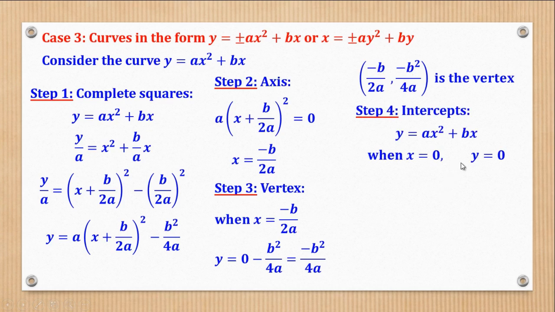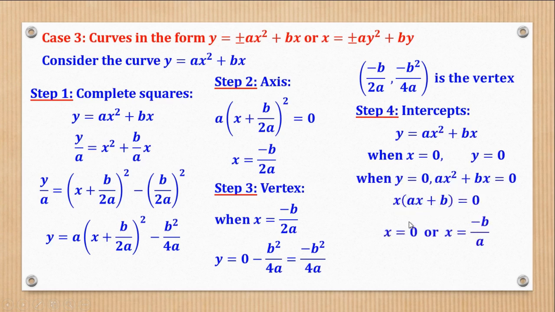Intercept, when x is 0, y will be 0. So when you put 0 here and 0 here, you'll come up with your y as 0. On the other hand, when y is 0, it means the whole of this is equated to 0. And when you factorize out, you come up with x in brackets ax plus b. Therefore, we have two values of x, where one x is equal to 0, another one is equal to negative b over a. Therefore, the intercepts will be 0, 0 and negative b over a, 0. So we have got the intercepts, we have got the axis, and we have got the vertex. Next is to sketch the curve.